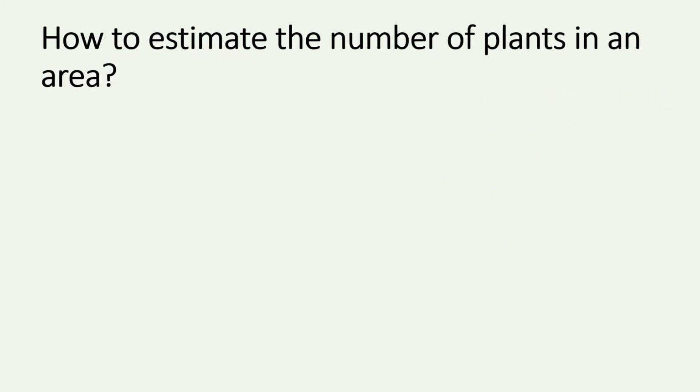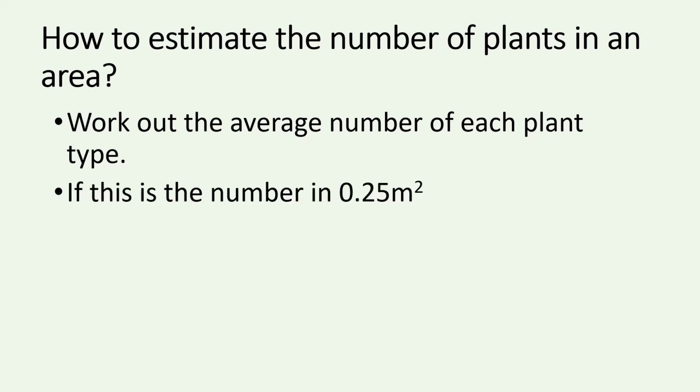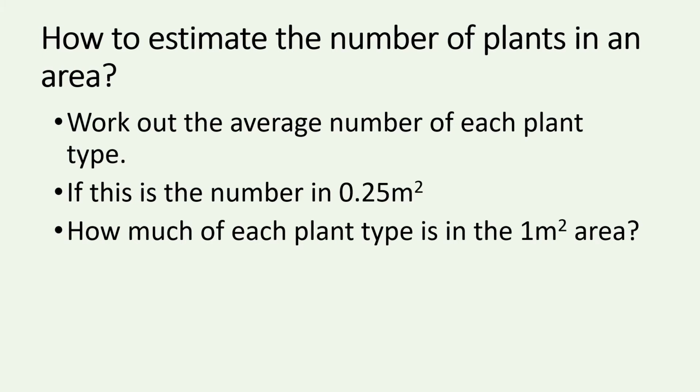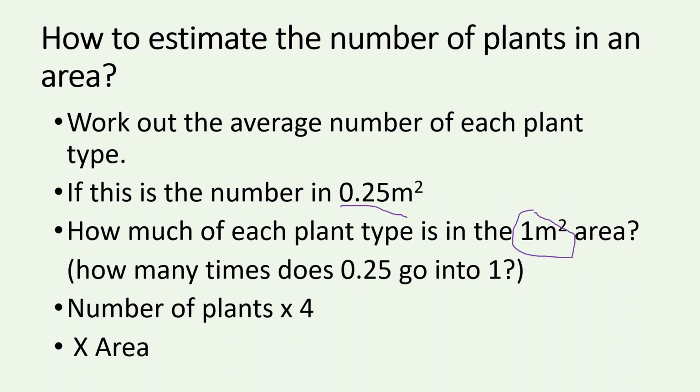So how do we estimate the number of plants in the area? Firstly, we have to work out the average number of each plant type. So you'd have to add up all the plants and then divide them by the number of quadrats there was. Then your quadrat is only 0.25, so we figured out how much is in the 0.25 meters squared, but we want to know how much is in 1 meter squared of area. So we need to figure out how many times 0.25 goes into 1, which is 4. So we then need to times the number of plants by 4. Then we would times it by the area that we had.